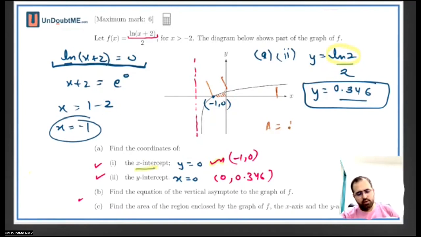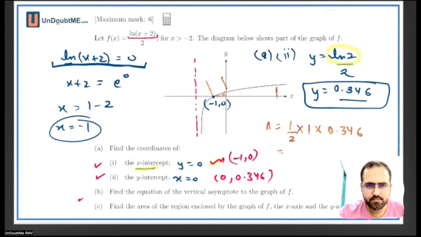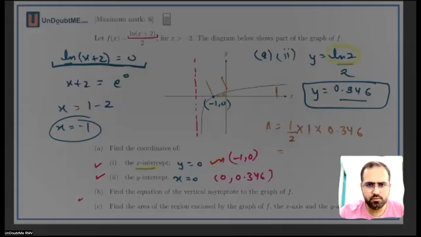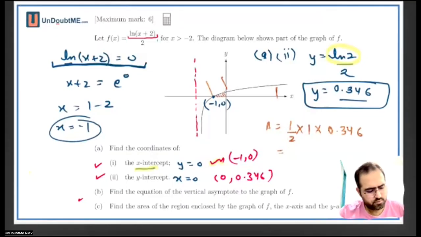The area will be half, base is 1, height is 0.346. So it is further divided, so it will be 0.173. Done, everyone?